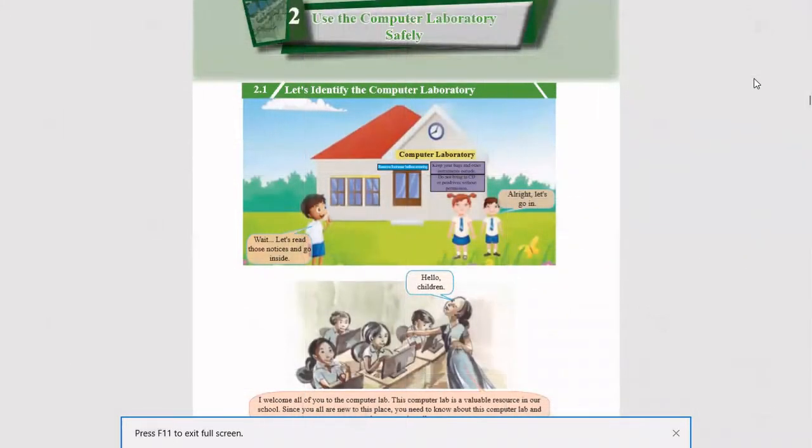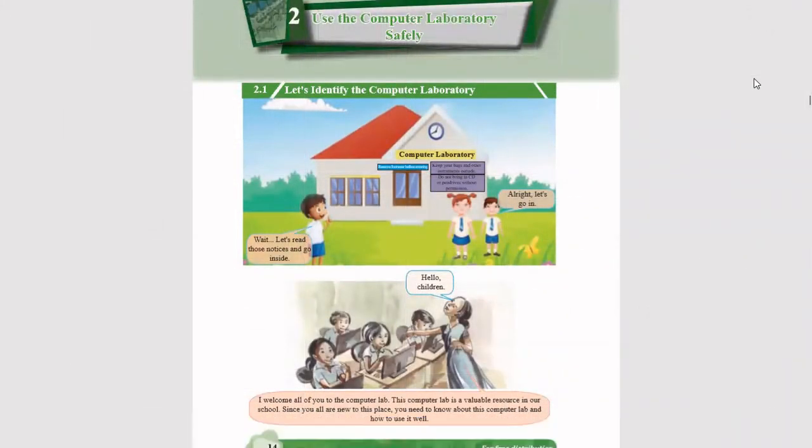So today we are going to talk about the grade 6 chapter 2. If you have not followed the first chapter video, please go and watch it from the playlist, or you can get the URL from the description. So this is our second chapter for the grade 6.